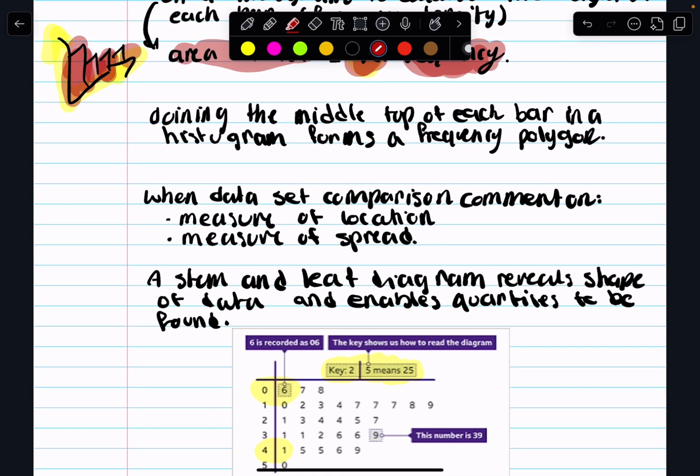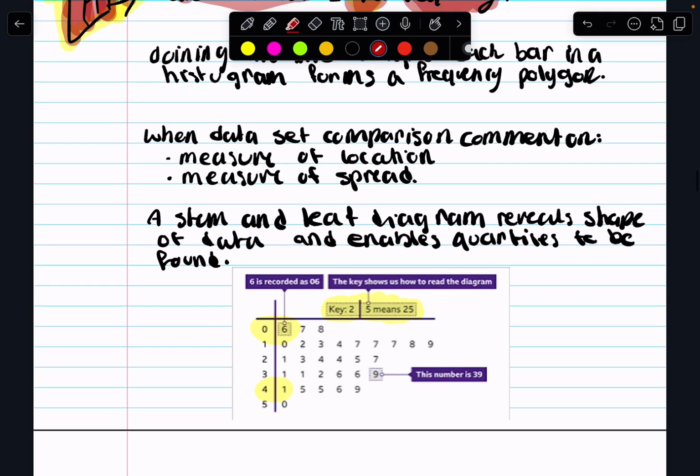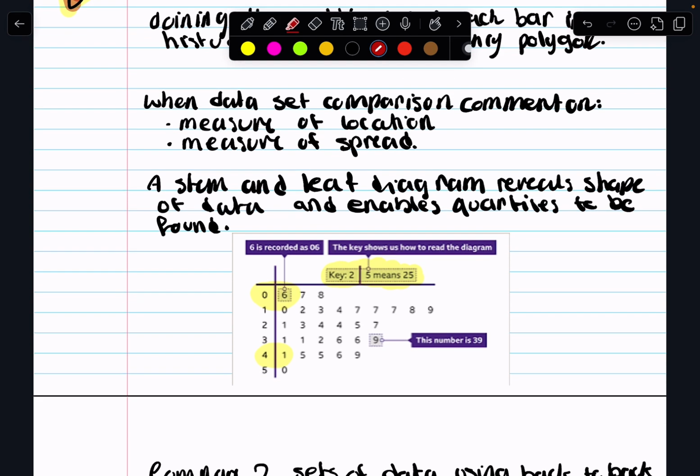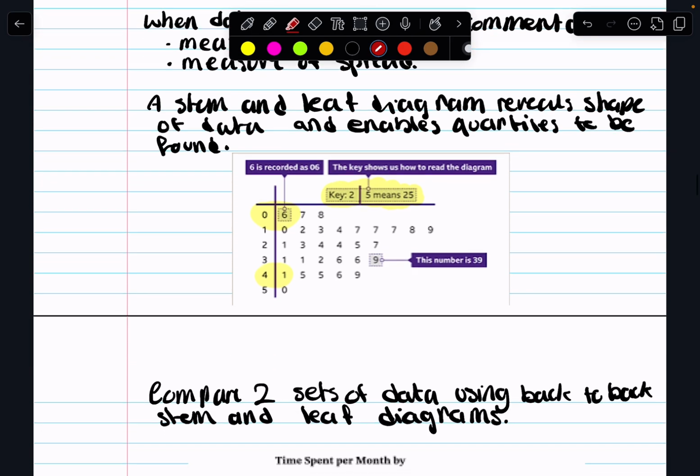Joining the middle top of each bar on a histogram forms a frequency polygon. When they're asking you to compare data sets, you must always talk about measure of location and measure of spread. A stem and leaf we're going to talk about that more, so don't get confused.